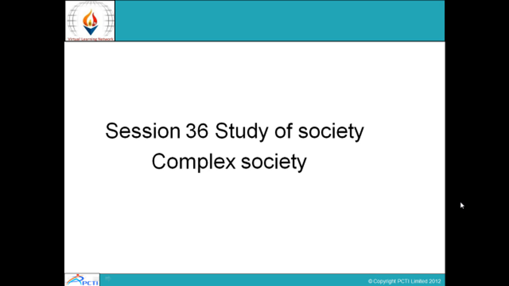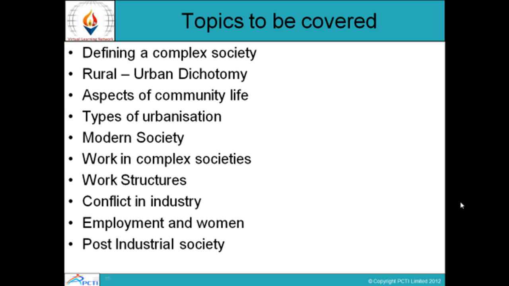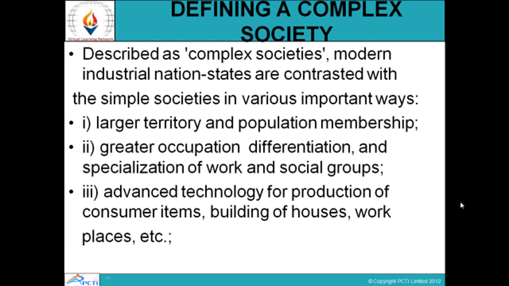This is session number 36 of the subject, the study of society, and the chapter is Complex Society. The topics to be covered are defining a complex society, rural-urban dichotomy, aspects of community life, types of urbanization, modern society, work in complex societies, work structures, conflict in industry, employment and women, and post-industrial society.